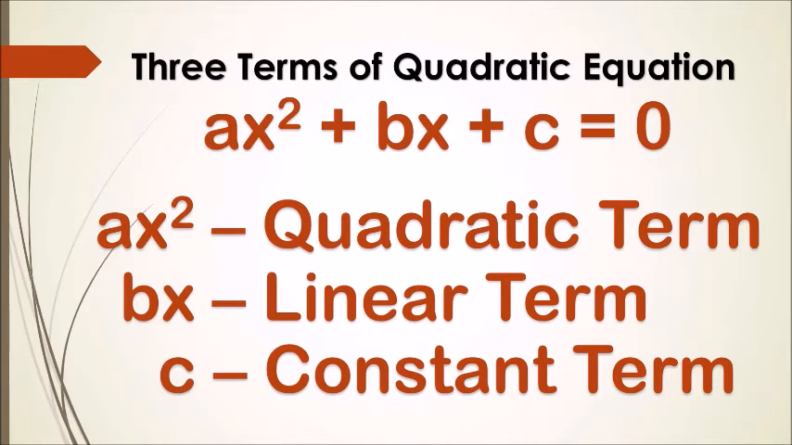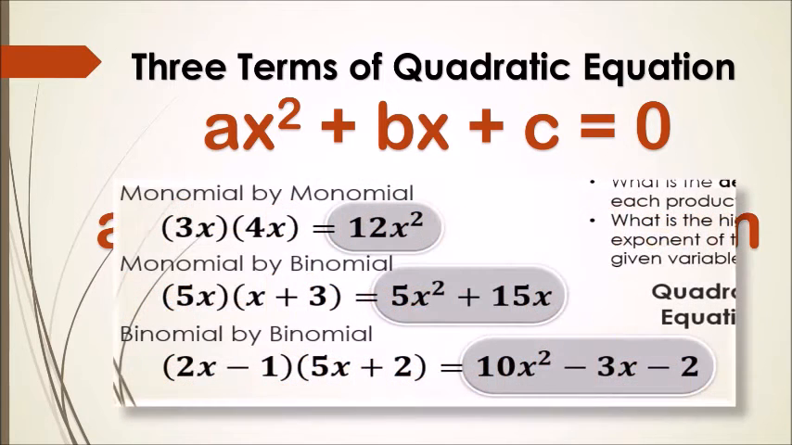Pero hindi ibig sabihin na kapag quadratic equation ay tatlo parati ang terms nito. Kagaya nito. 12x squared, merong isang term. 5x squared plus 15x, dalawa lang yung terms nito. So, ibig sabihin, as long as meron tayo nung quadratic term, quadratic equation pa rin ito.